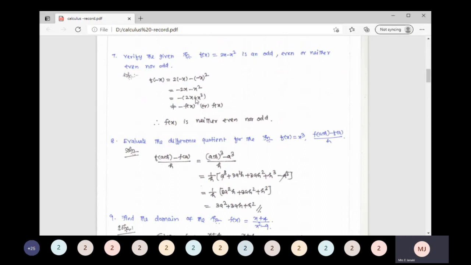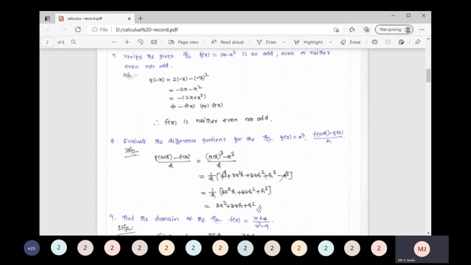In this case, we cannot replace this 2x plus x square by f of x, because f of x is equal to 2x minus x square. Now you are getting 2x plus x square. So in this case, we cannot write f of minus x is equal to minus f of x or f of x. Therefore, this function is neither even nor odd. In this case, we cannot determine even or odd for this type of function.